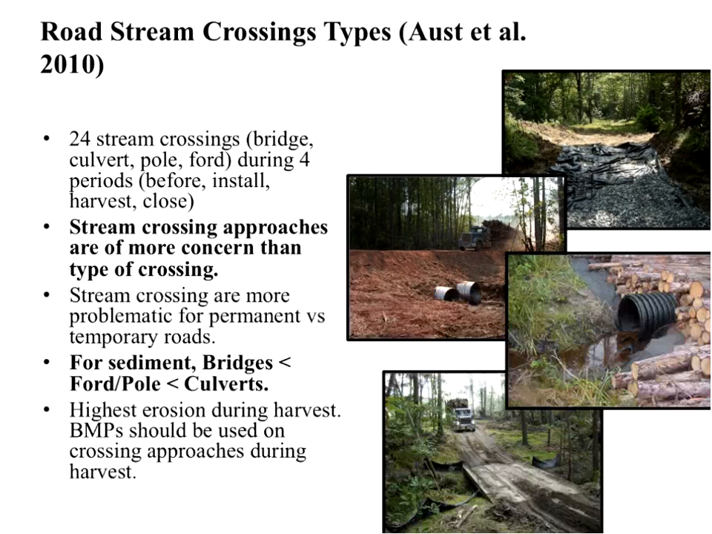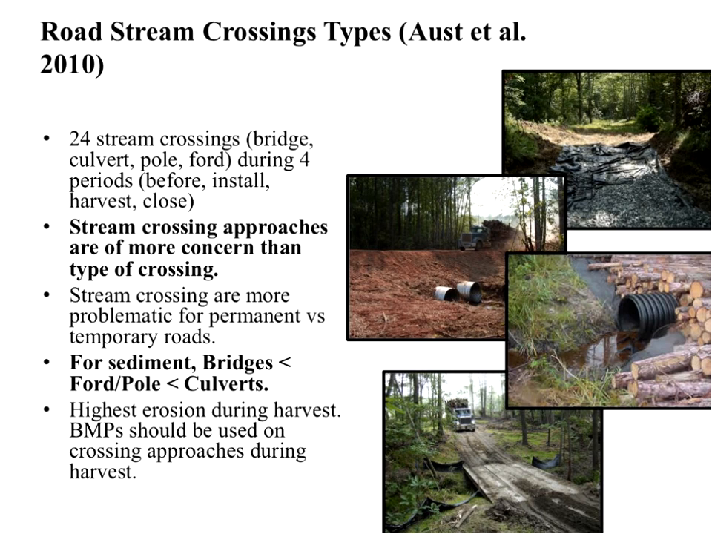This was a stream crossing study that we did where we looked at 24 stream crossings. We looked at bridges such as the one on the lower left. We looked at pole crossings where we put in a culvert and put poles across it. We put in traditional culvert crossings and we put in reinforced fords. We also looked at this before the crossing was put in, during installation, during the harvest, and after it was closed out. And basically the conclusion there was that the stream crossing approach is really more important than the specific type of crossing. If you've got a bad approach, it doesn't matter what type of crossing you're using.